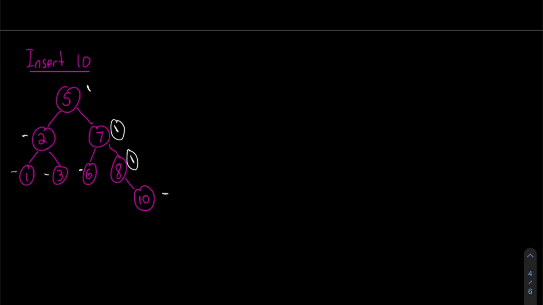So if we're at 5, the heights don't differ by more than one, right? At 7, the heights don't differ by more than one. At 8, the heights don't differ by more than one. If we look at these left and right subtrees, we notice that these heights don't differ by more than one in either case. So we're actually good to go. This was good. This was good. Yay.